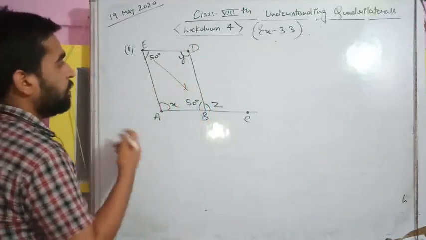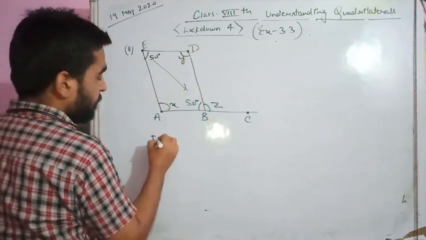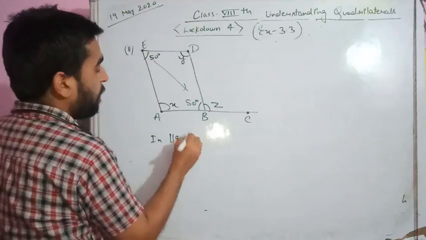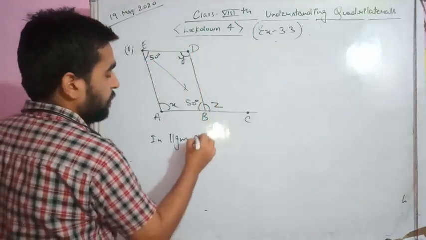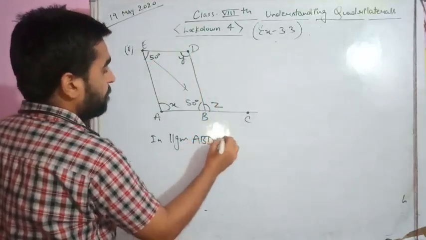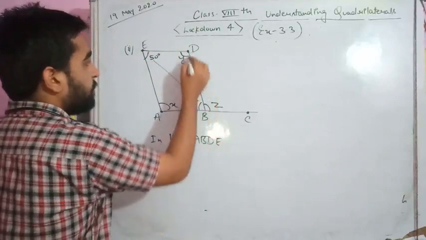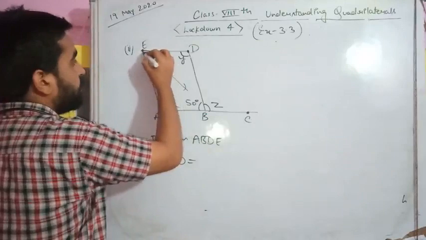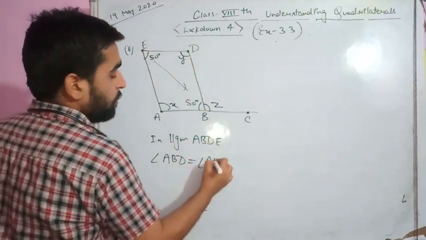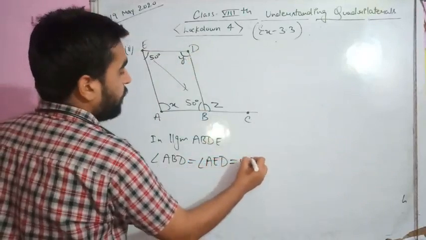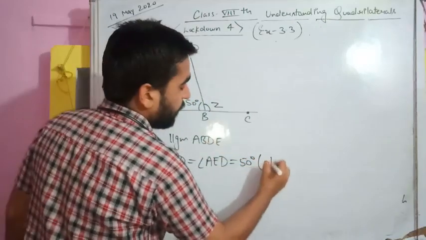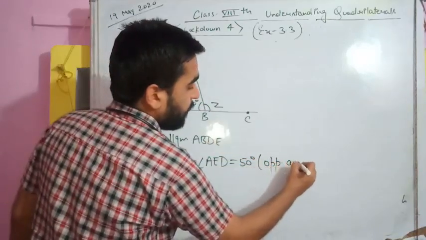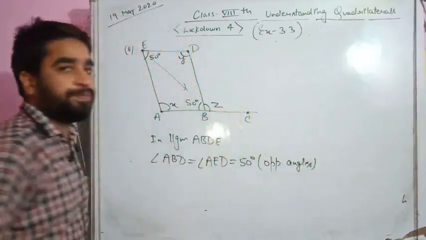We should mention it. So we will write like this in parallelogram. Which parallelogram is this? ABDE. In parallelogram ABDE, which angle is this? Angle ABD. Angle ABD is equal to, which angle is this? Angle AED is equal to 50 degree. In bracket we will mention opposite angles. Fine, we have mentioned.